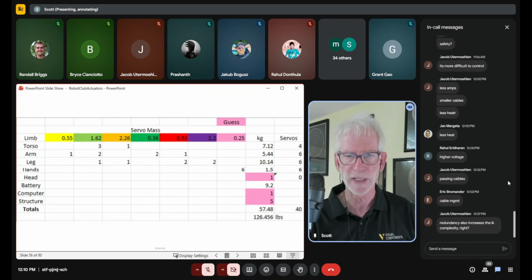Now, I did this as an exercise to see whether Tesla was coming close to the fact that they wanted to have like 120 pounds for Optimus. And I had to make a bunch of guesses in there. I think my guesses were a bit off, because I think the first generation Optimus was probably around 70 kilograms or maybe a little bit more.